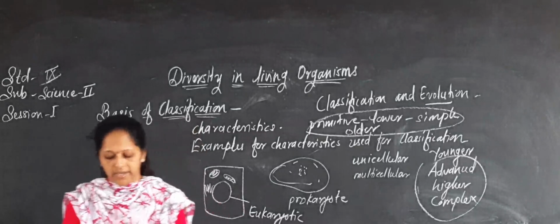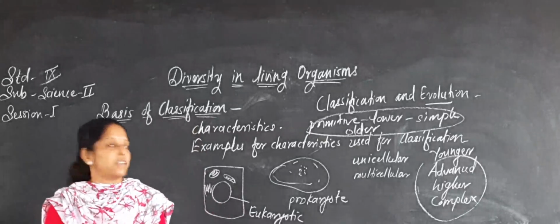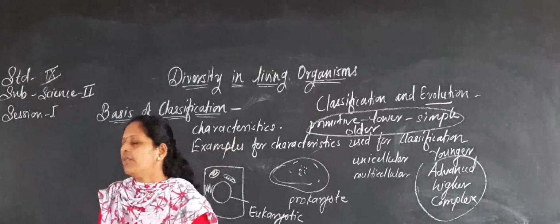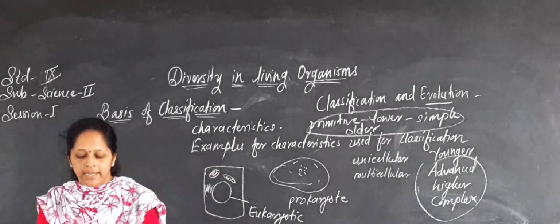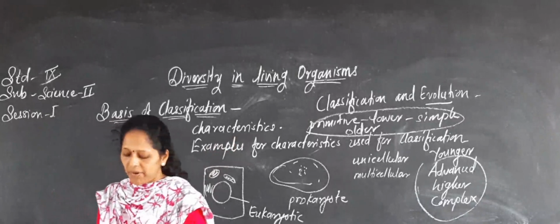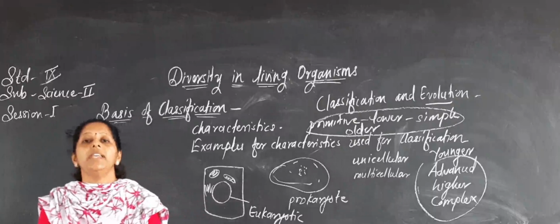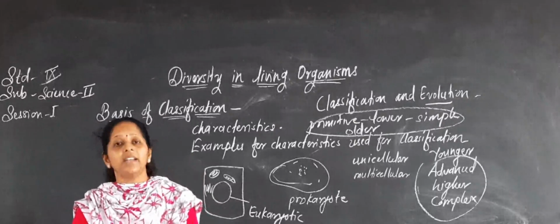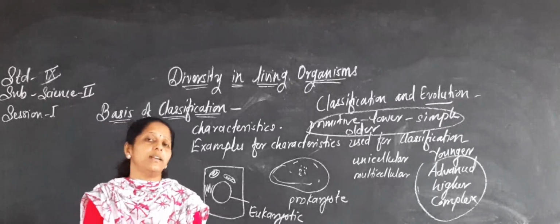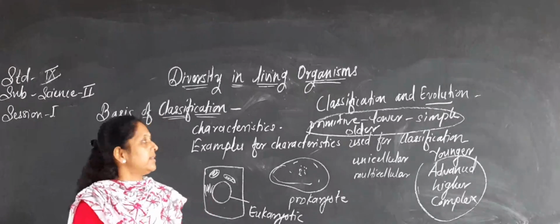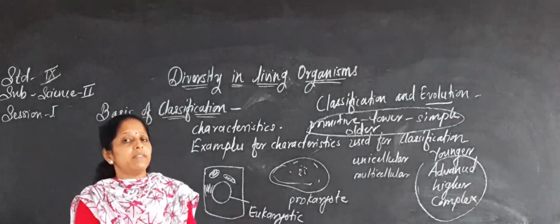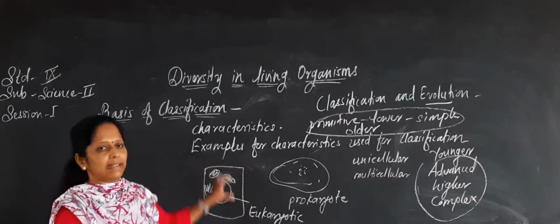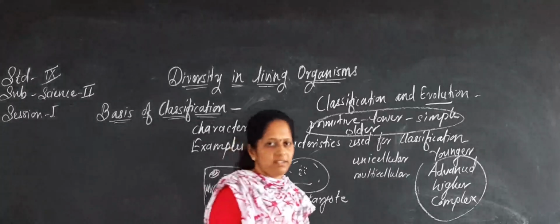So this is about the basis of classification, and how classification and evolution are related. In the next session we are going to learn about the hierarchy of classification of groups, about the plants, animals and other organisms present on the earth. This is the basic introduction for this lesson, about classification, characteristics and evolution. So thank you.